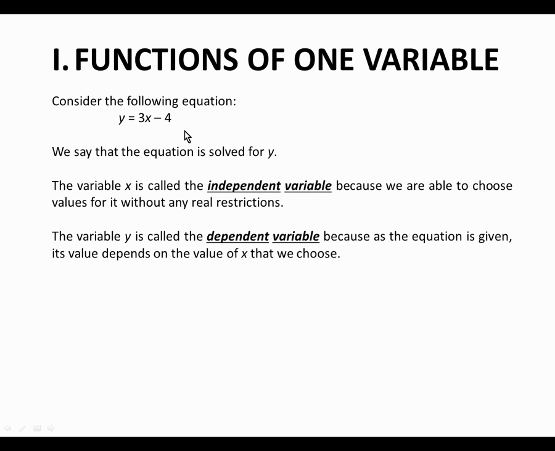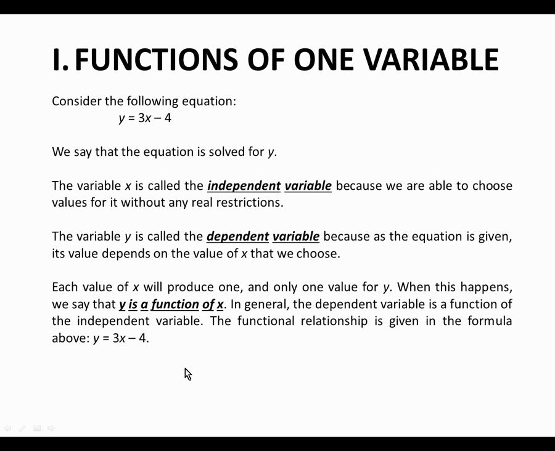So whichever variable is solved for, that is usually considered to be the dependent variable. The variable that's part of the formula is usually the independent variable. In the x and y world, we like x to be the independent variable and y to be the dependent variable. Each value of x will produce one and only one value for y. When this happens, we say that y is a function of x. In general, the dependent variable is a function of the independent variable. So the functional relationship is given by the formula.